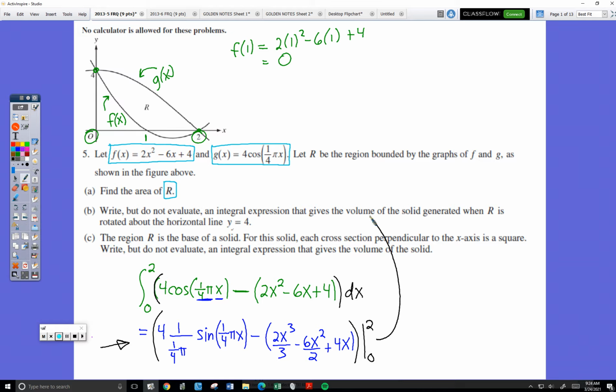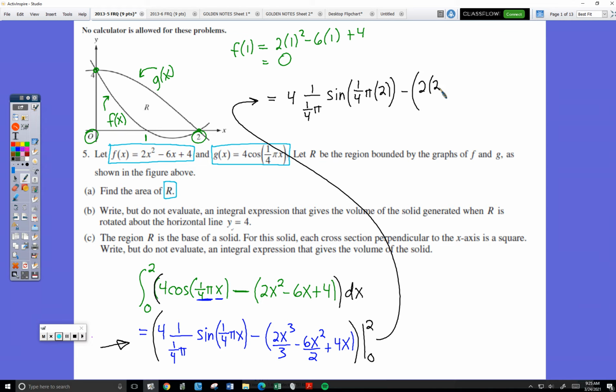So I'm going to go like this. You'd have more room on your paper. Just write it all out. Well, I don't need the big parenthesis mark because I'm going to plug in the 0 and the 2. So you can forget that. So we have 4. We have this 1 over 1/4 pi kind of mess here. Sine 1/4 pi. Take away the x. I put in parentheses. Plug in a 2. Minus, we've got 2, oh, don't forget that parenthesis.